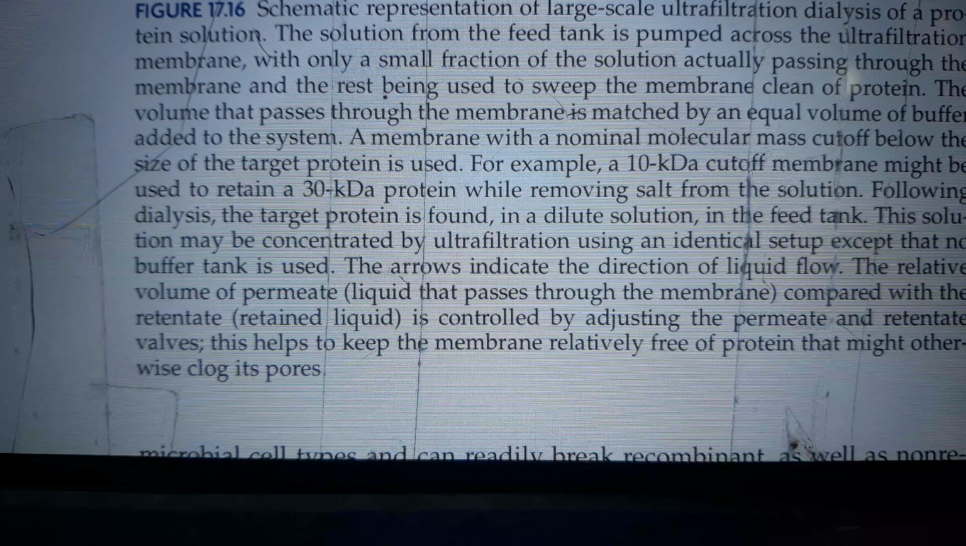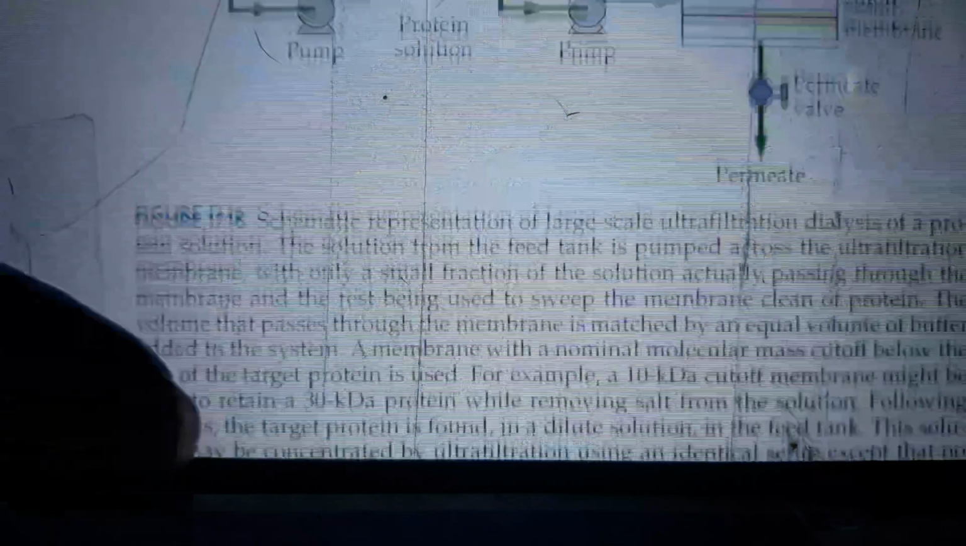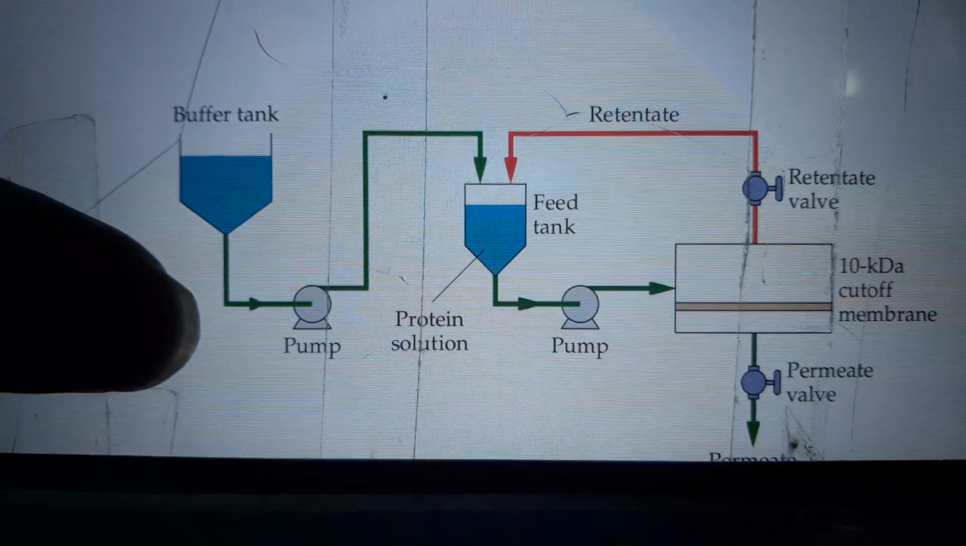This is a schematic representation of large-scale ultrafiltration dialysis of a protein solution. The protein solution from the feed tank is pumped across the ultrafiltration membrane, with only a fraction of the solution actually passing through the membrane and the rest being used to sweep the membrane clean. This is the picture that depicts it.